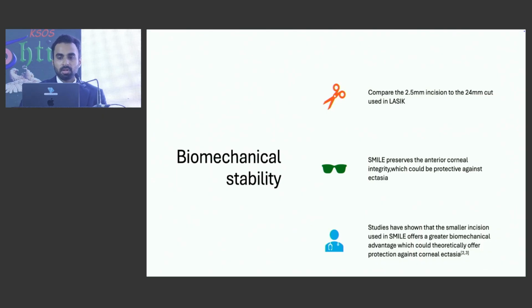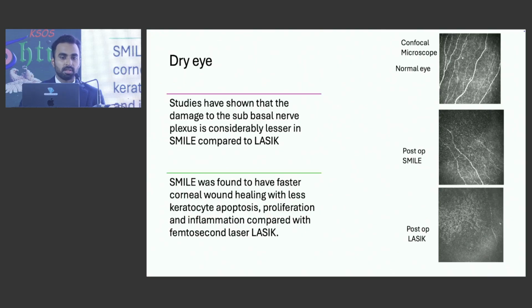The other things we already know, it's a 2.5 millimeter incision compared to a 24 millimeter cut in LASIK. And that's why this preserves the corneal integrity, better biomechanical stability, and much lesser dry eye.